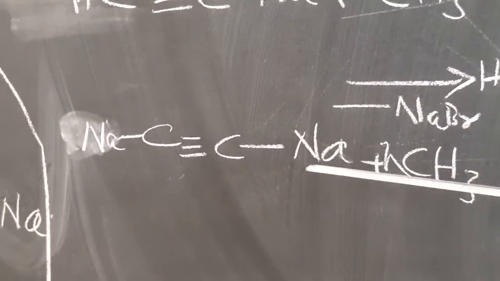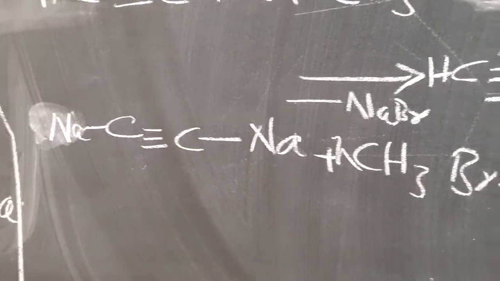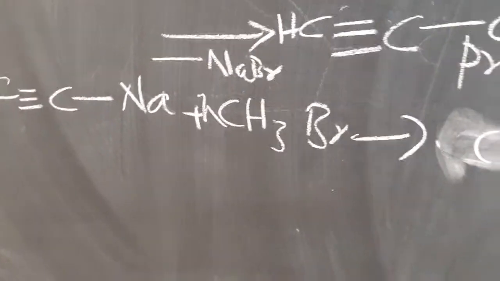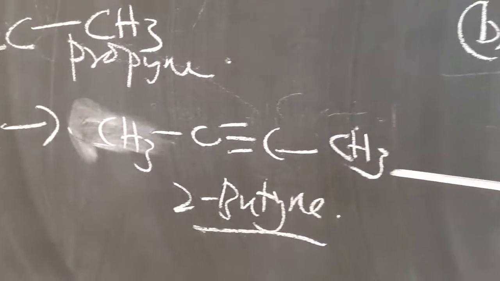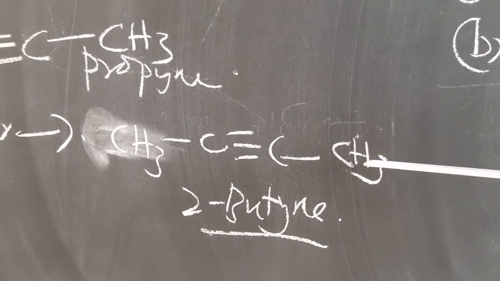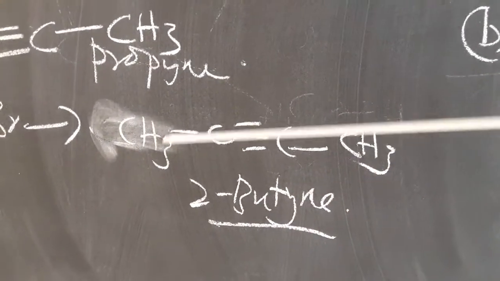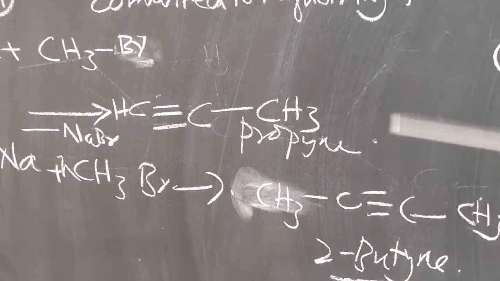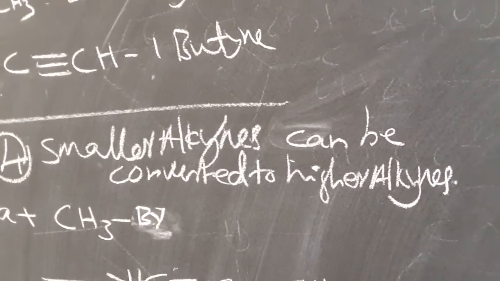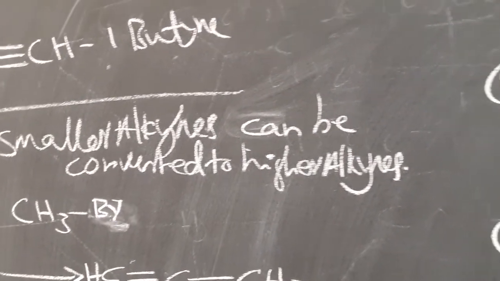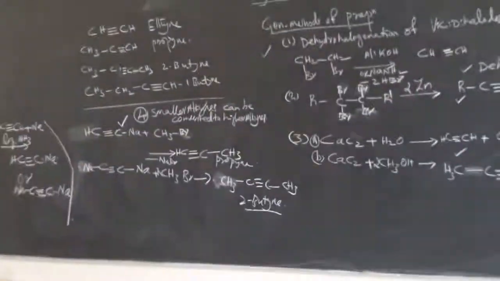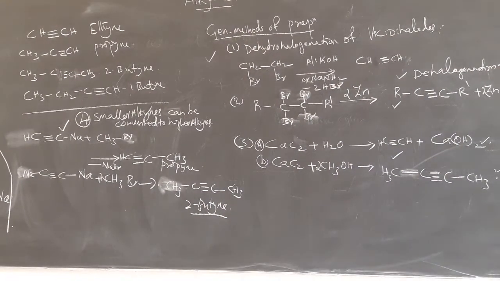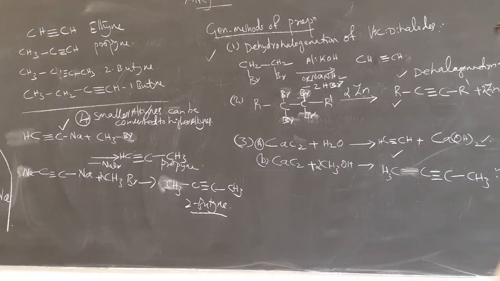Similarly, if you take disodium acetylide with methyl bromide, two molecules, you will get a still bigger alkyne containing four carbon atoms, 2-butyne. So in this reaction, smaller alkynes can be converted into higher alkynes. This is the end of this class. Properties I will tell you in the next class.